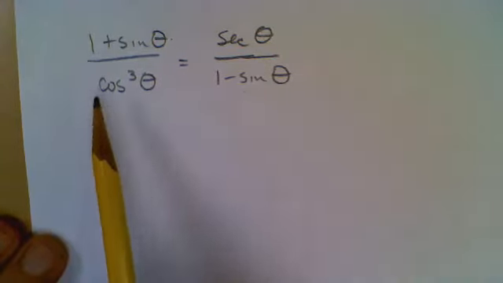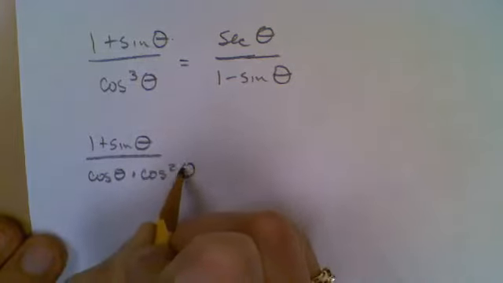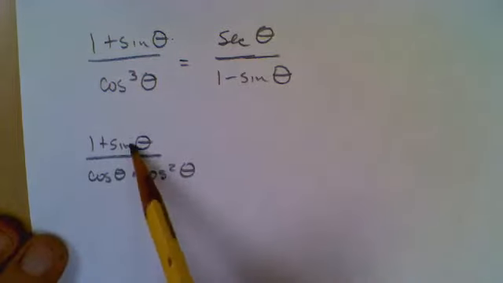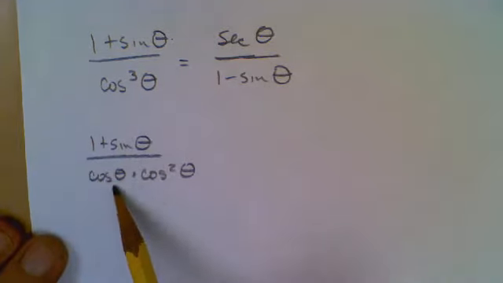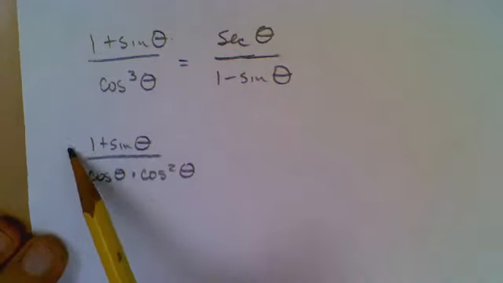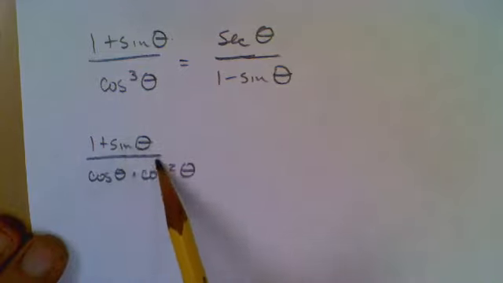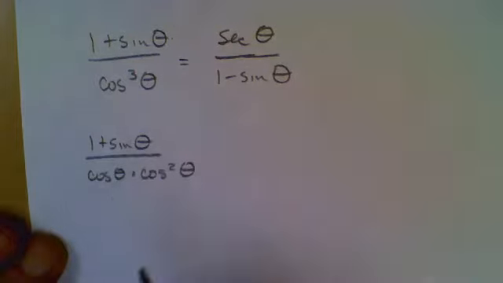So I'm thinking what I want to do is rewrite cosine cubed as cosine of theta times cosine squared of theta. Now when I did that, it kind of triggered something: if I have a cosine in the denominator, 1 over the cosine is equal to the secant. So that made me think I might be on the right track, because this cosine down here, when I think of it as 1 over the cosine times everything else that's left, I know that's secant. So I think I'm on the right track.